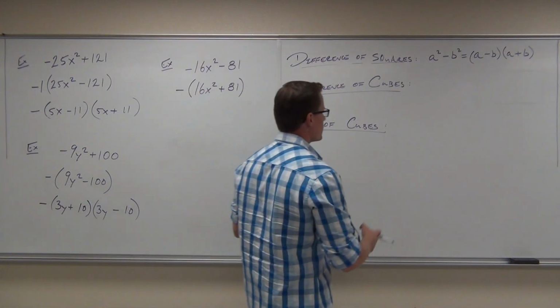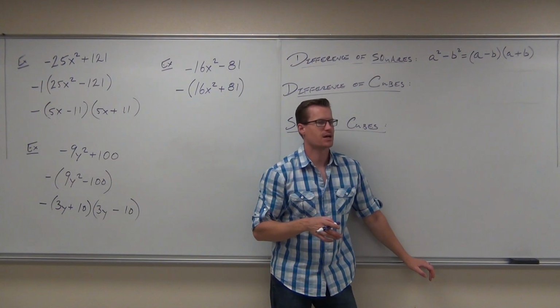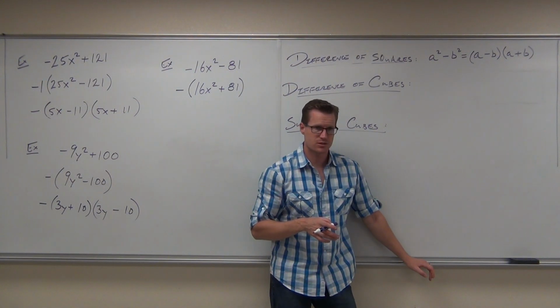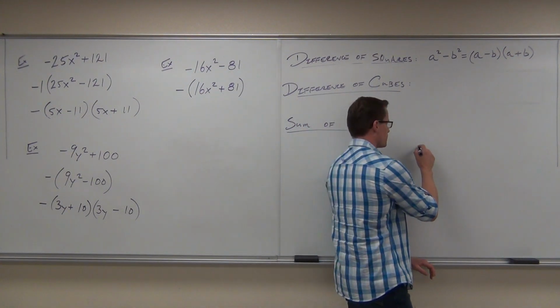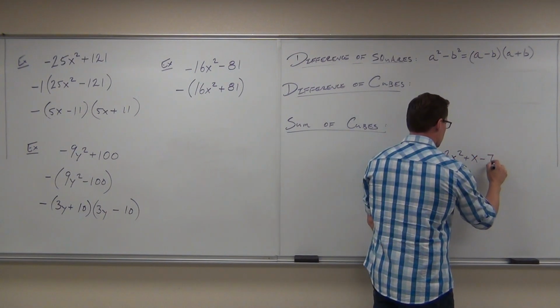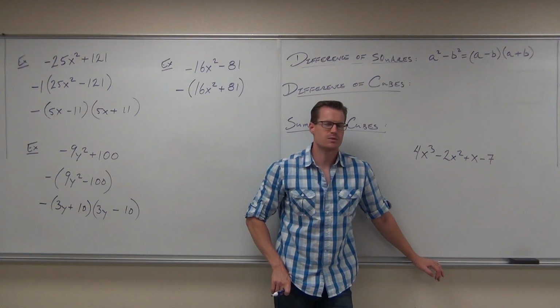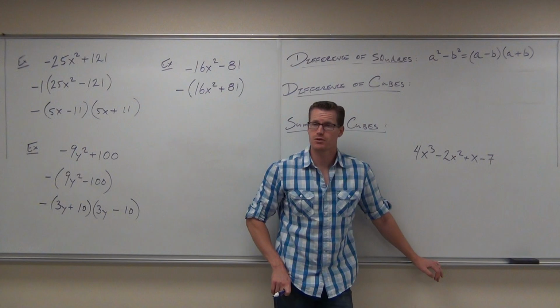Now, I'll tell you, with difference of cubes and sum of cubes, we generally have a really hard time factoring cubic equations. Cubic equations would look like this. How many terms do you see? Four. Okay, so listen carefully. If you have four terms, what would you normally use? Grouping. And grouping four terms is kind of a special case. If the grouping doesn't work for you, we can't factor it in this class.